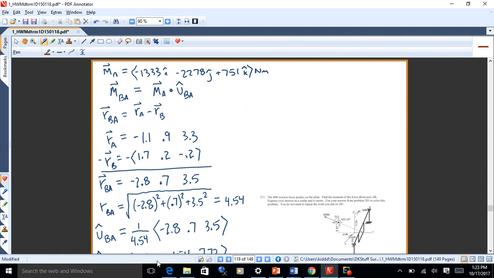So what we've done on 201 is we found the moment. It's negative 1333I minus 2278J plus 751K. If we want to find the moment about that axis there, what we would do is dot that with the unit vector for the axis. So now we're doing a dot product. You do use unit position vectors for dot products.